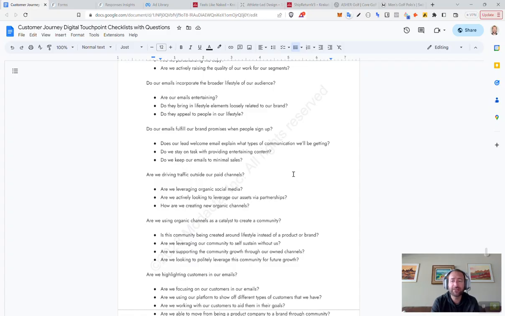Make them entertaining. Your job is to connect with people. Writing is a powerful thing. Talking is a powerful thing. The ability to connect with people is so key. If you can do it right, you can transport someone to a new place and you can make that connection happen. So spend time on that. Do they appeal to people in our lifestyle? Are you talking in the same language as other people? Do so, and you'll find success there.